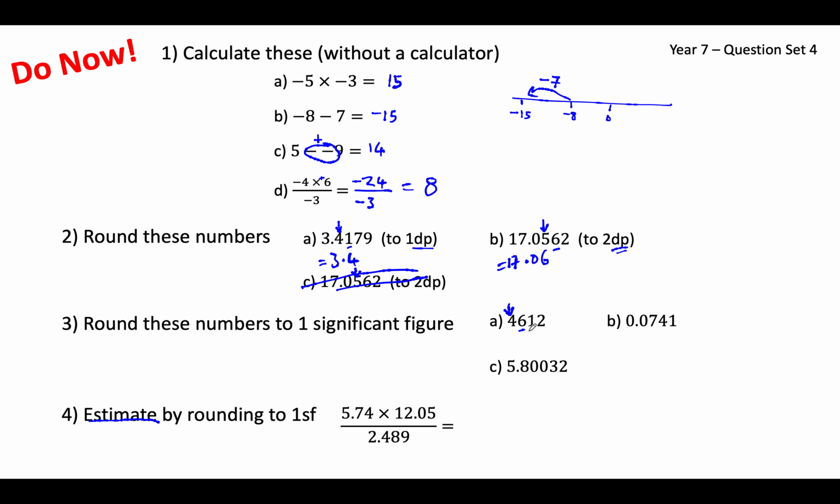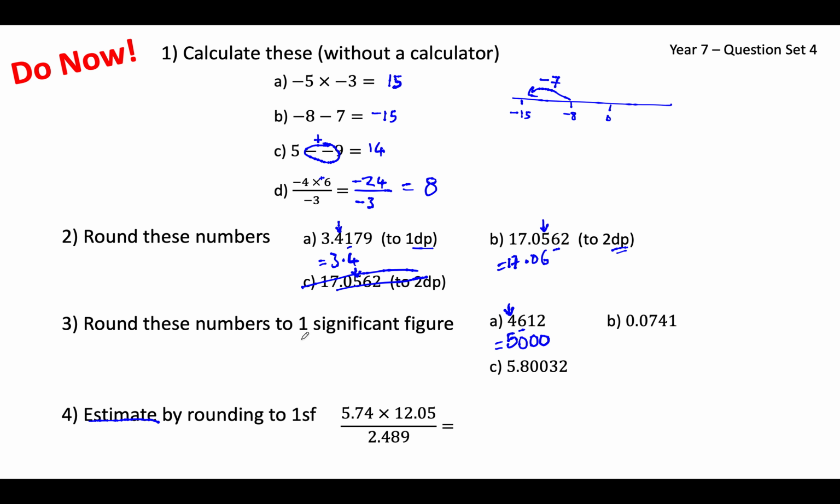I check the next number across, and because it's 5 or above, I need to round up my 4 to the next digit, to a 5. But I can't just put the answer as 5, I have to put some placeholders in to keep the place value right. So it's really 5,000 to 1 significant figure.